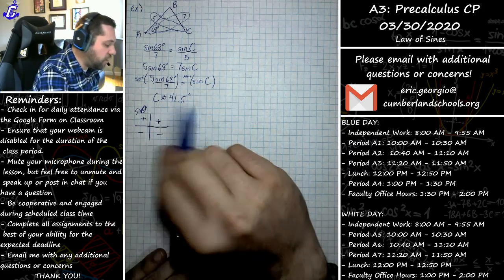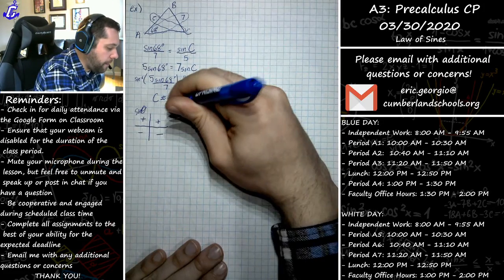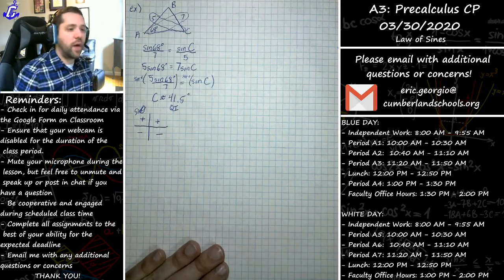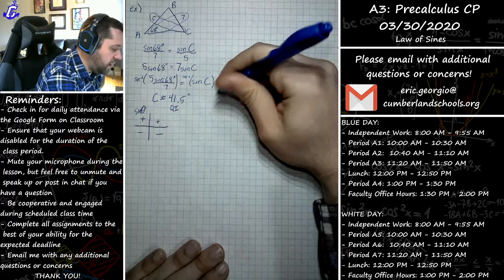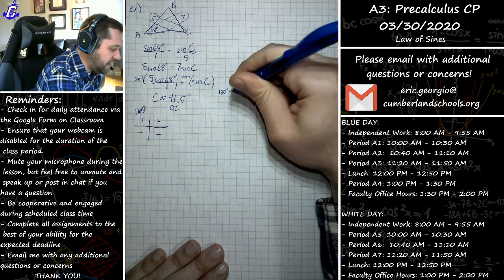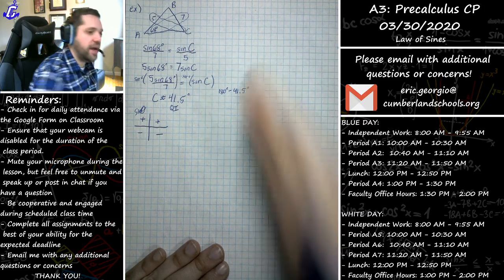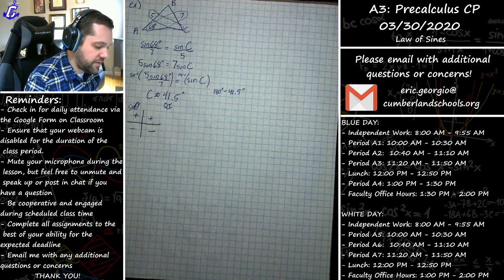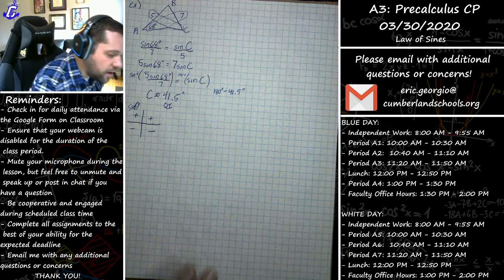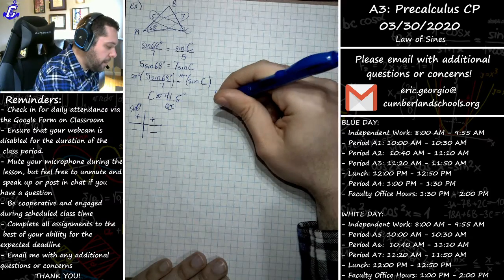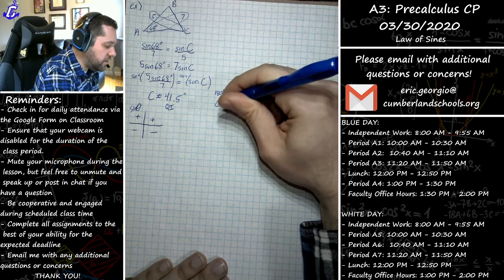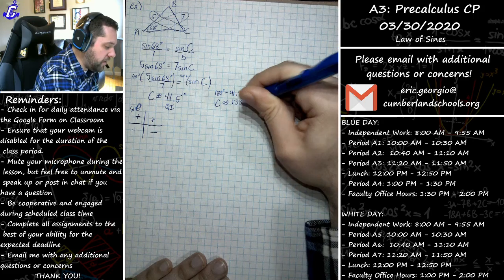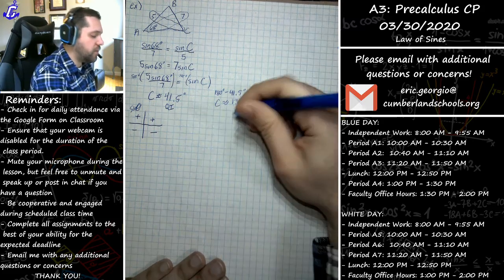If this is our quadrant 1 answer, then our quadrant 2 answer would be 180 minus that 41.5, because that's how you find a reference angle. So what's 180 minus 41.5? Just doing it quickly on a calculator. 138.5. So C could also equal approximately 138.5 degrees in quadrant 2.